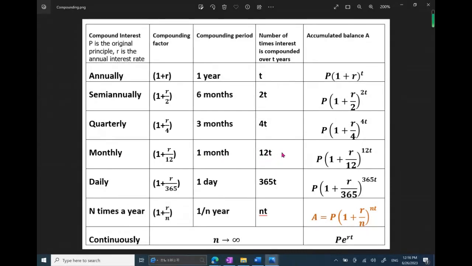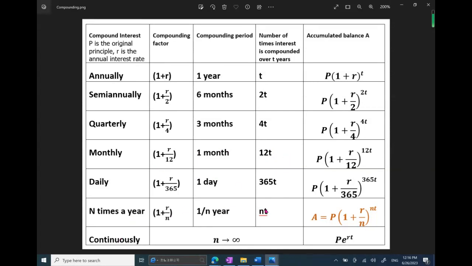For T years would be 12 times T. So the exponent is always the total number of compounding periods in the longevity of your account. The entire time you keep your money in the account is also the number of times your interest is compounded in the account. Does that make any sense?